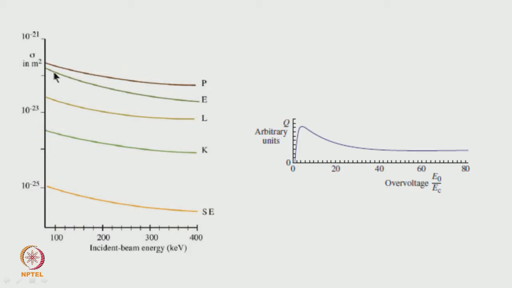This is for elastic scattering of the electron. If you look at it, the plasmon loss is the one which has the maximum cross section. Then comes elastic scattering, then K and L shell ionization of the material. For secondary electron emission, the cross section is extremely small.